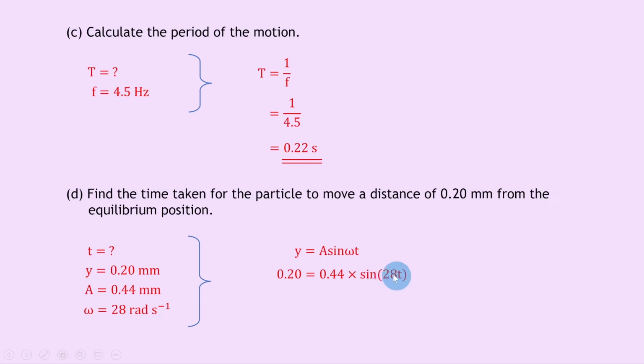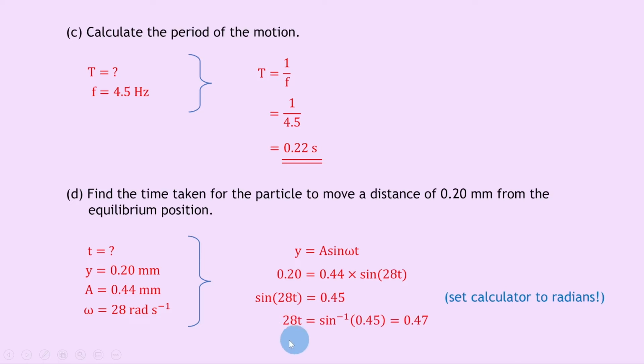And then we can rearrange for sine of 28t by dividing both sides by 0.44, so that gives us sine of 28t equals 0.45, and then to get what 28t is on its own, we need to take the inverse sine of both sides, but remember we need to make sure that our calculator is in radians for this step. So we set the calculator to radians, and we have 28t is equal to the inverse sine of 0.45, which is equal to 0.47, and then to get t on its own, we just need to divide both sides by 28, so we end up with t equals 1.7 times 10 to the minus 2 seconds.